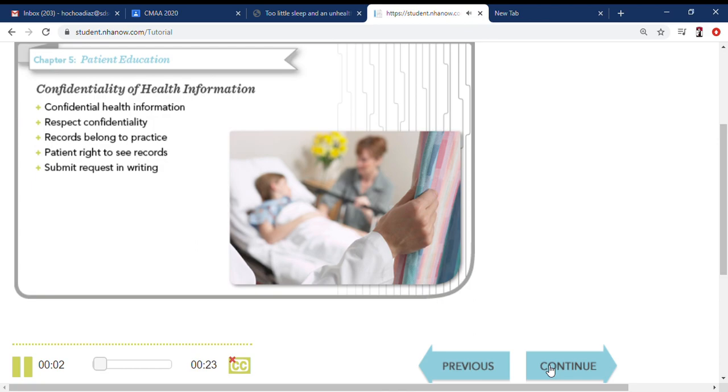Confidentiality of health information. Explain to patients that their health information is confidential, and the medical practice will do everything possible to respect their confidentiality. Also, explain that their records belong to the medical practice, but they also have the right to see them. This often involves submitting a request in writing.